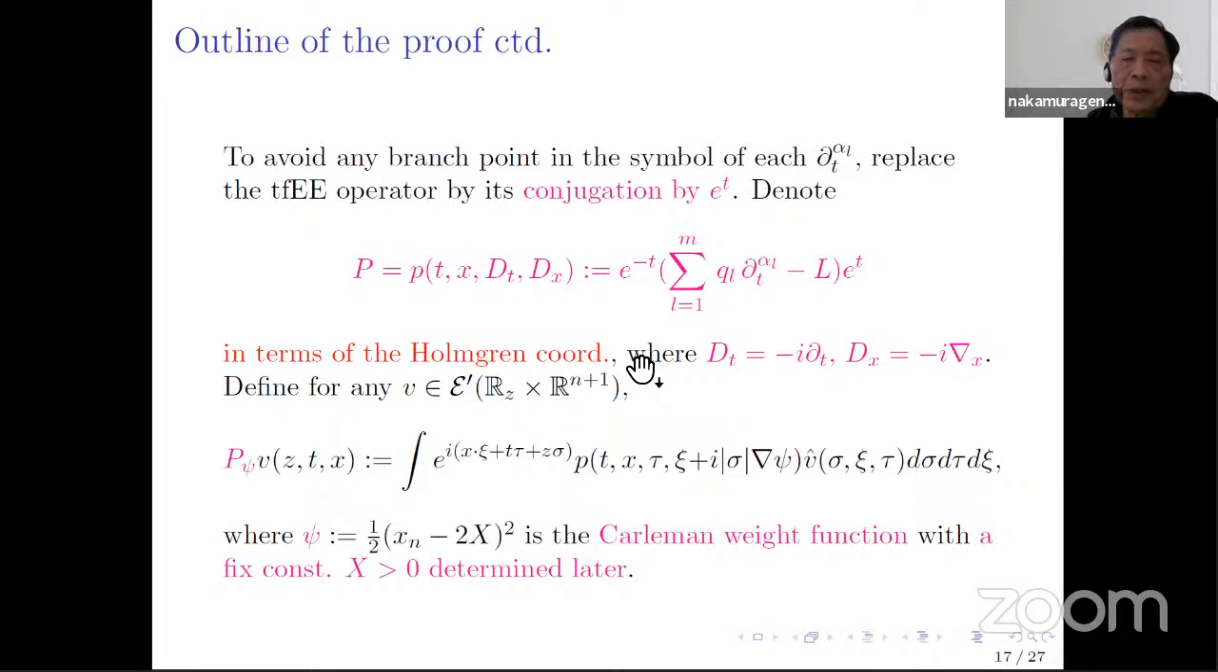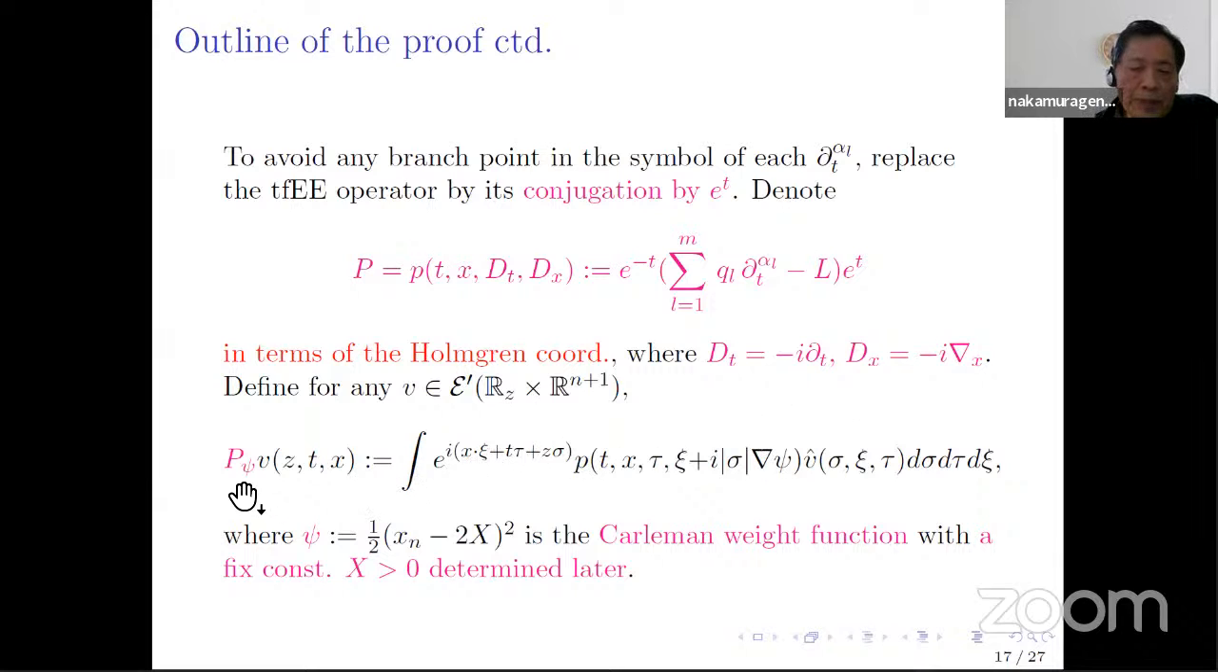Since we have a time fractional derivative, if we consider the Fourier transform, the symbol of this time fractional derivative may have a branch point, and I don't like that. So to avoid that branch point, I will conjugate our operator of the equation by this function e^t. So I conjugate in this way. This is our operator, and I will denote the conjugated one by a capital P, and also to relate its symbol, I will write the small p of Tx, dt, dx in terms of the Homogeneous coordinate, where dt is minus i times partial t, and dx is minus i times the nabla x.